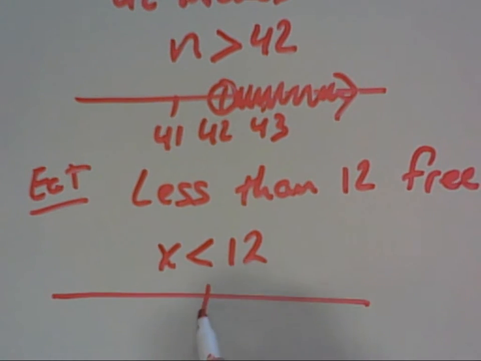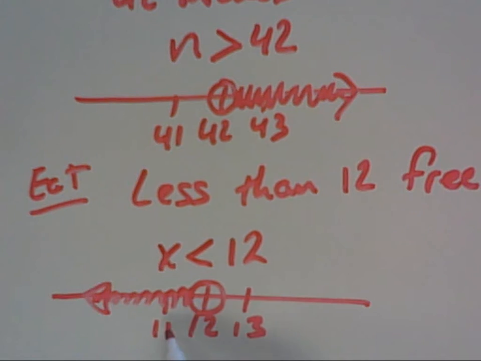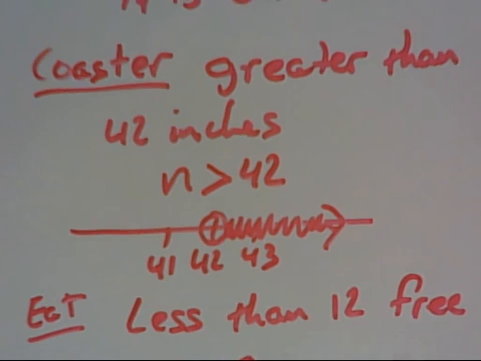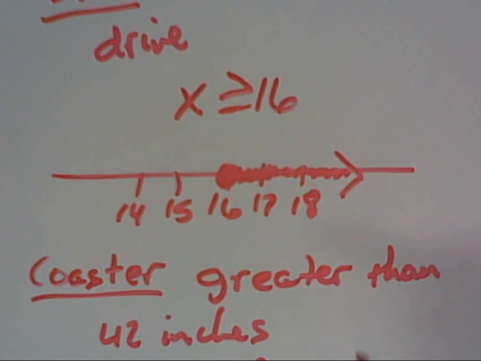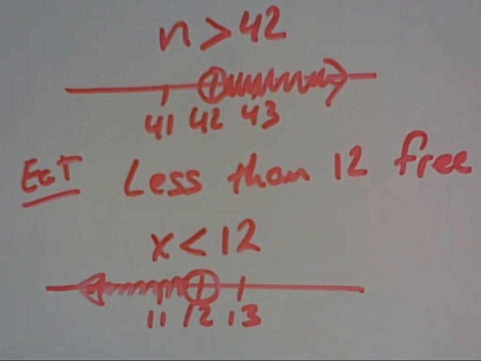The graph, here's 12, here's 13, here's 11. The graph would not include 12-year-olds, so it would be an open circle at 12, and I would include all the people who are less than 12. 10-year-olds, 11-year-olds, 11-and-a-half-year-olds would work, but not anybody who is 12. And again, it's an open circle. There's no less than or equal to here. The only closed circle we had so far was the very first one, because it was greater than or equal to, and that's a closed circle. Okay?